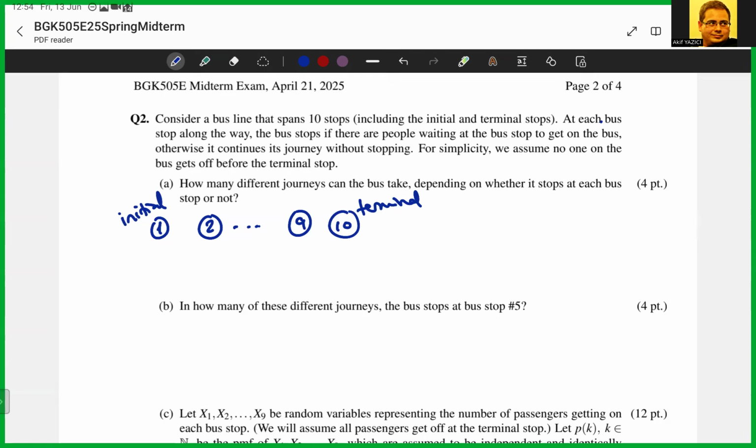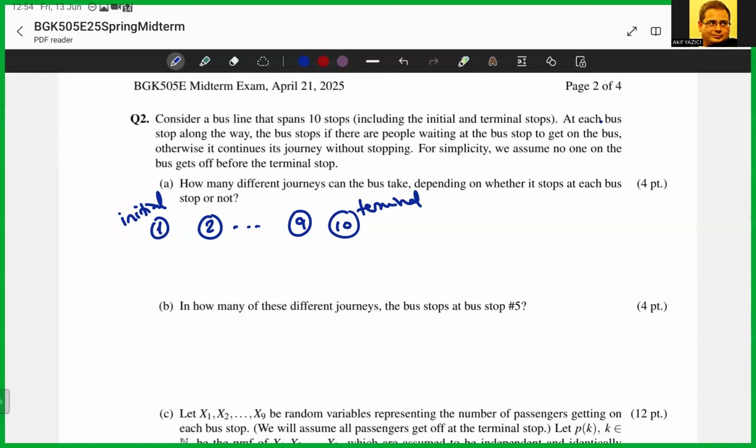At each bus stop along the way, the bus stops if there are people waiting at the bus stop to get on the bus. Otherwise, it continues its journey without stopping. For simplicity, we assume no one on the bus gets off before the terminal stop. So this is to avoid scenarios where there are no people waiting, but there are some people who want to get off, so the bus would have to stop there. So you can ignore people that want to get off.